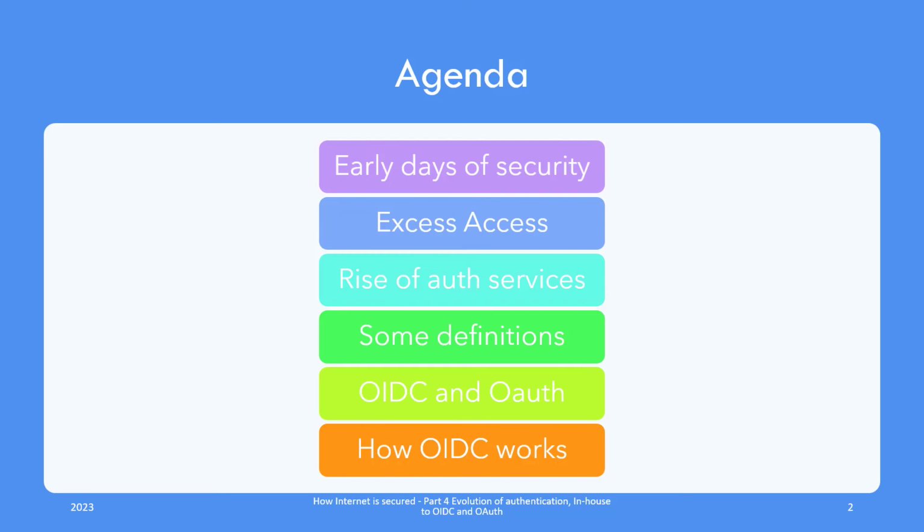We'll start with how authentication was done in the early days of the Internet, and the problem of excessive access leading to the rise of authentication services. We'll cover some useful definitions which will be handy for later concepts. Then we'll cover what OpenID Connect and OAuth are, and then a detailed overview of OpenID Connect.